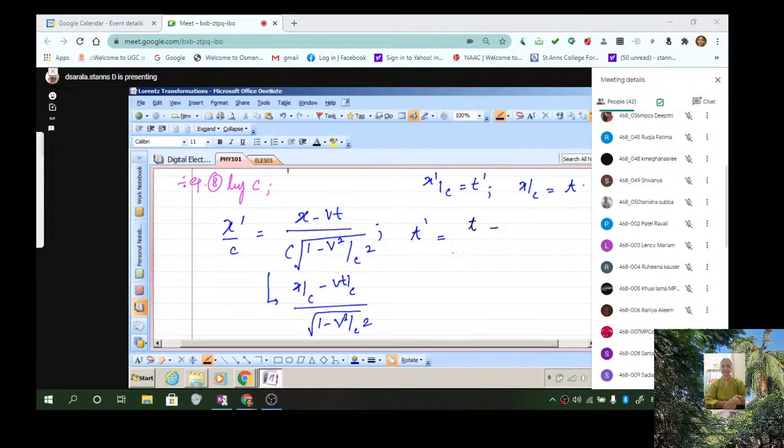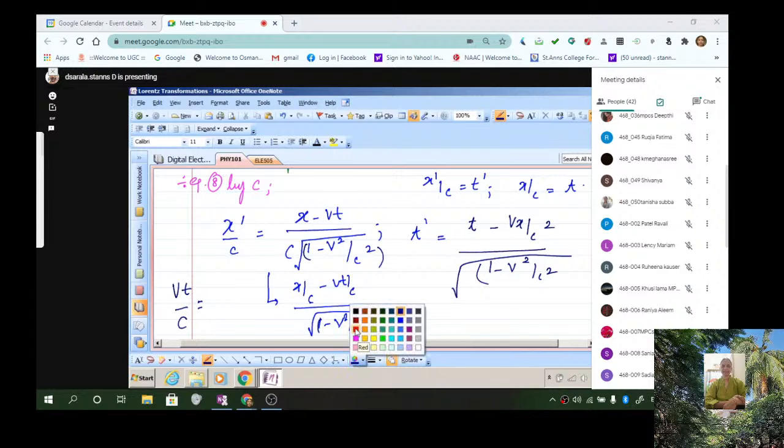Okay, so can I write it as v x by c square under root 1 minus v square by c square? This entire thing is in a bracket and its square. How am I getting this? x by c is nothing but t. Now how am I getting vt by c? Let us see what you are getting. Vt by c, how do you get?